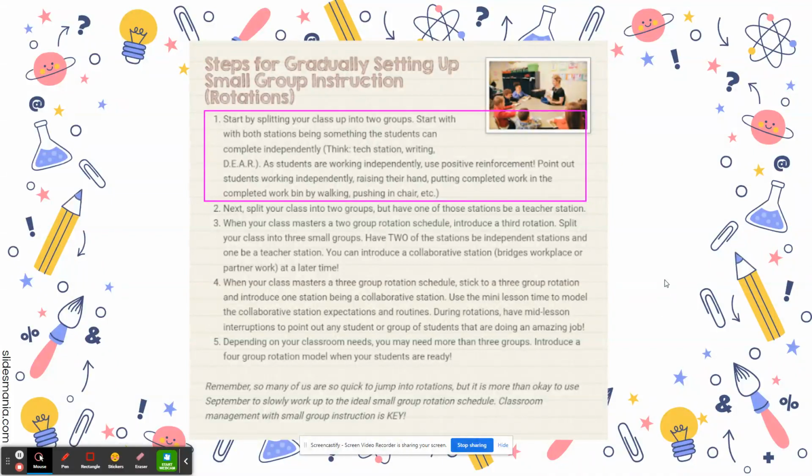As students are working independently, use positive reinforcement. Point out students working independently, raising their hand, putting completed work in the completed work bin by walking, pushing in their chair, etc. You want to celebrate anybody that can do things independently and are problem solvers, because this will help you when you eventually introduce a teacher station. Everybody else in the classroom will be able to problem solve on their own without having to come up to you.